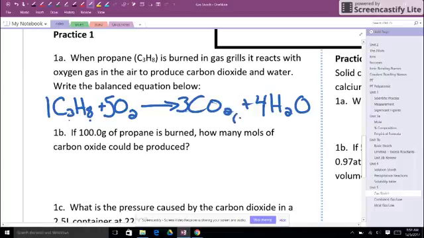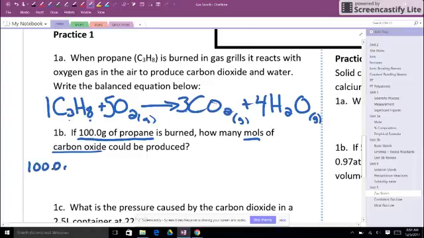Now, last unit we did practice that these CO2 and H2O are both gases here, and this oxygen would be a gas. And I would expect you to maybe know what propane is, but maybe we can think about it based on the gas grill at home. We'll be okay not knowing that for now, though. So first question here, if 100 grams of propane is burned, how many moles of carbon dioxide could be produced? This is just a stoichiometry problem.